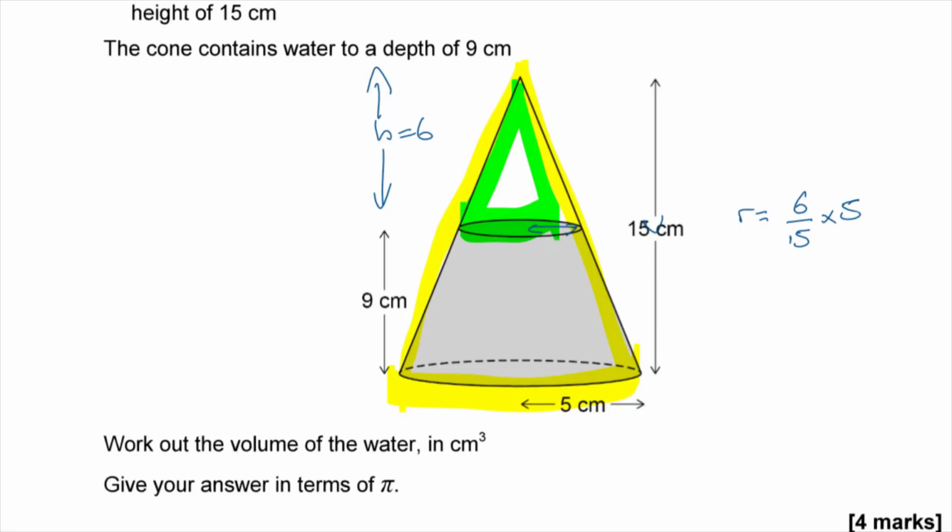Now 6 being the height of the small cone and 15 being the height of the larger cone, that's where the 6/15 comes from, and 5 is the radius of the larger cone. So our smaller cone has a radius of 6/15 of 5. Dividing that out, divide that 5 into that 15 gives me 3 and 1. 6 divided by 3 is 2, 2 times 1 is 2. So the radius of the small cone is going to be 2.